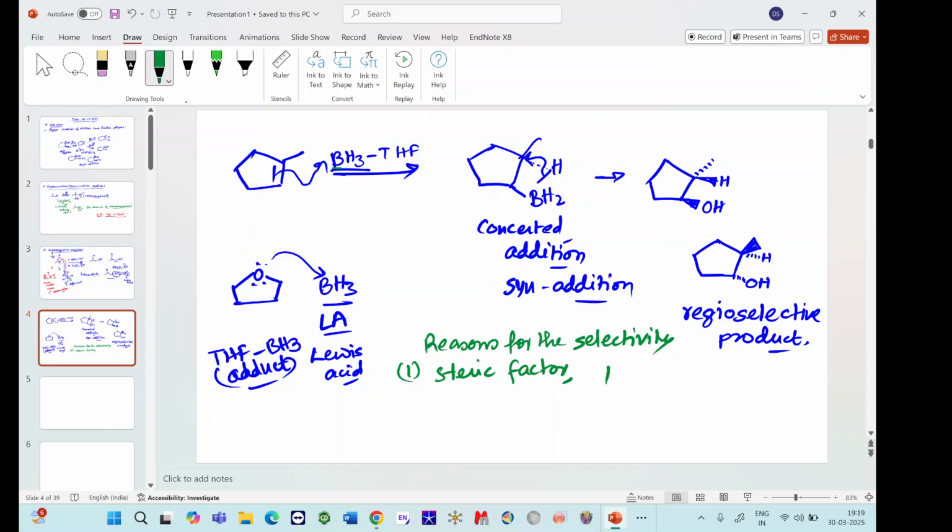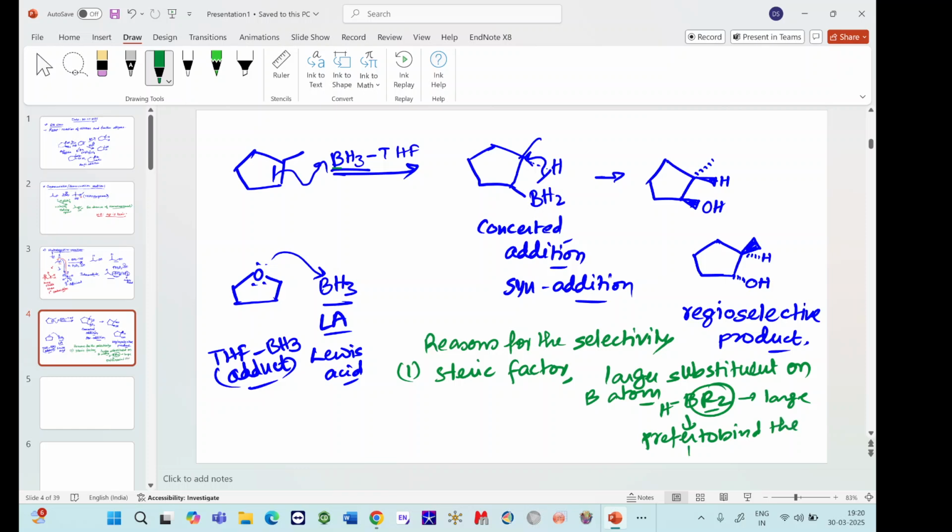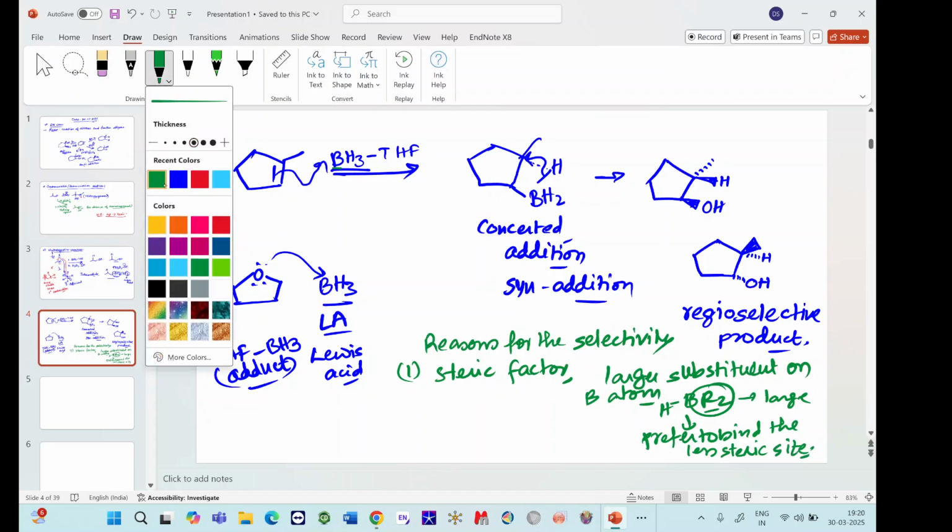So you have a larger substituent on the boron atom, suppose BHR2. Okay, so these can be very large. So it prefers to bind to the less sterically hindered site.